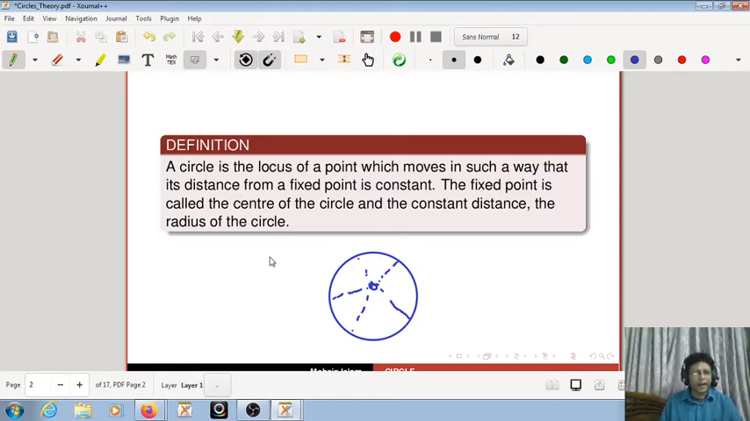So if you define it, it is simply a locus. This is the point. The point can be here, the point can be here. So this is the movable point. It will move in such a way that its distance from the fixed point is constant.